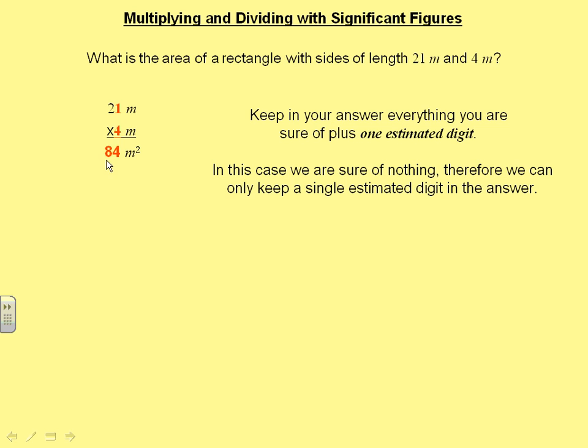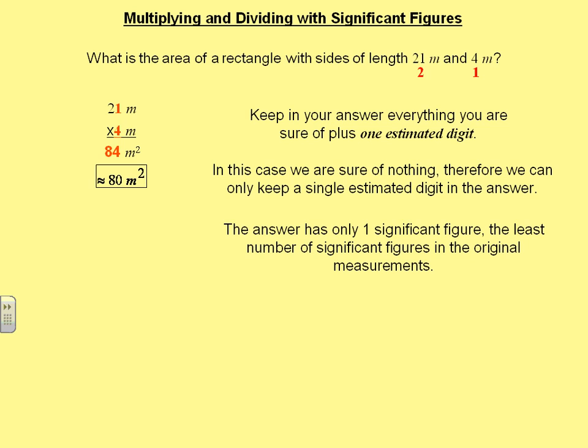So 84 rounded off to one estimated digit is 80. Again, no decimal point, so the 0 doesn't count. Meters squared. So let's now look at the number of sig figs. We have 21 has 2, 4 only has 1, and look at our answer. Only 1 sig fig. So it looks like our answer should have the least number of sig figs in our original measurement.